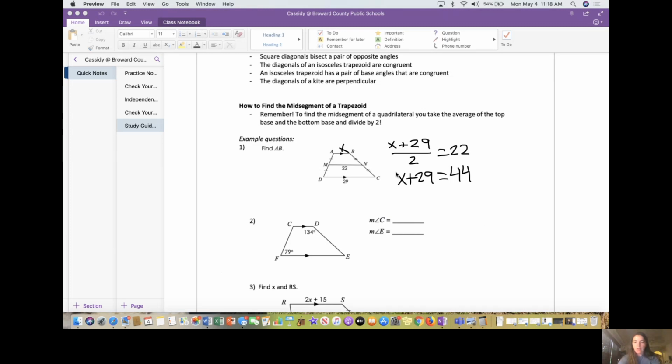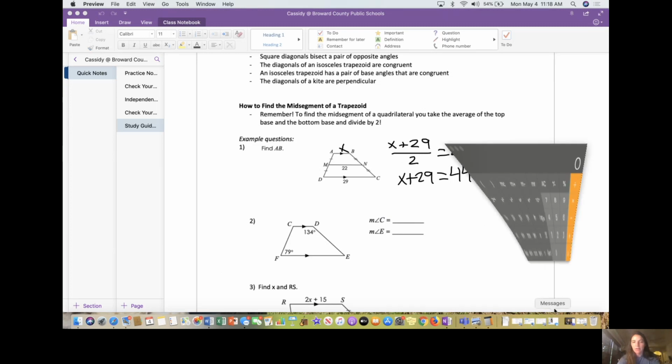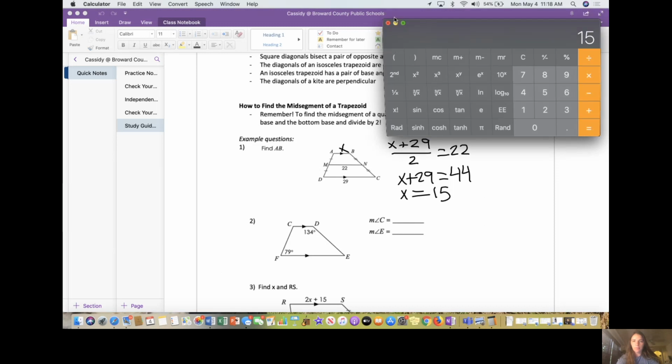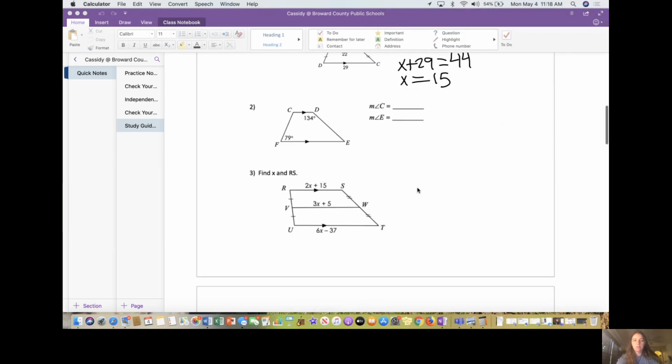And when we do that, I'm going to bring out my calculator because I know you guys like to use those, and I totally agree. All right, 2 times 22, just to prove it, 44. And now we're going to subtract 29 on both sides. Then we're going to get X by itself, and we just get X equals 15. All right, so when it's asking to find AB, we got it. It's just 15. All right, next question.